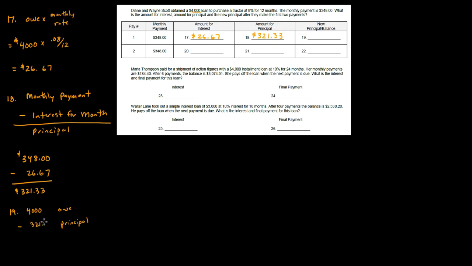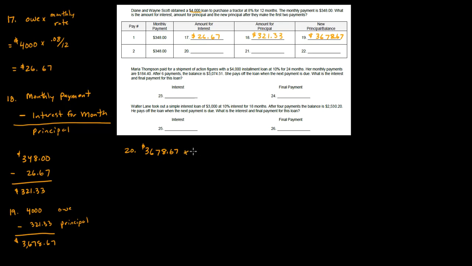So in this case, it's $321.33. When I subtract the $321.33 from the $4,000, that leaves me with $3,678.67. So I'll take that and plug that in for the new balance. So then I'm going to go down to number 20. For number 20, again, I take what I owe times the monthly rate, but the amount that I owe now changed. The amount that I owe now is $3,678.67 because I reduced it in that first payment.